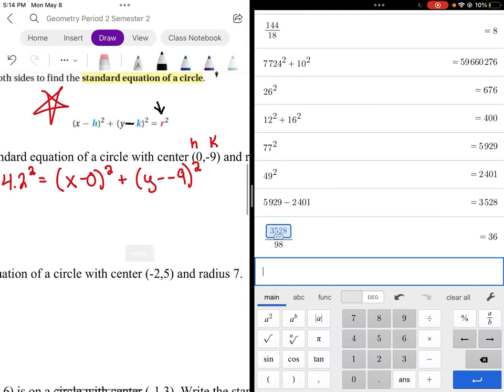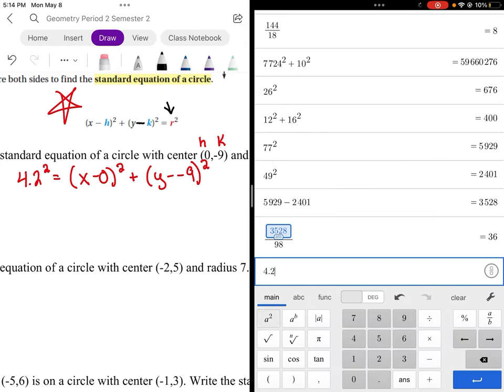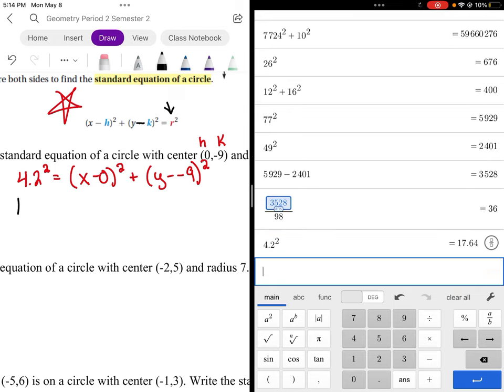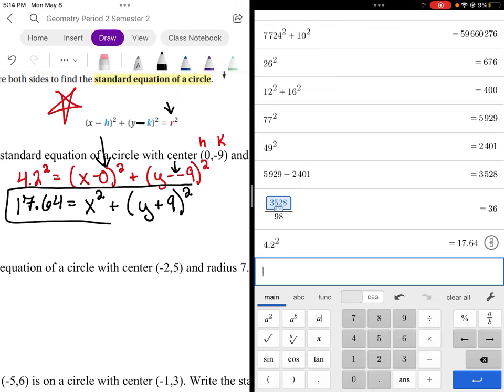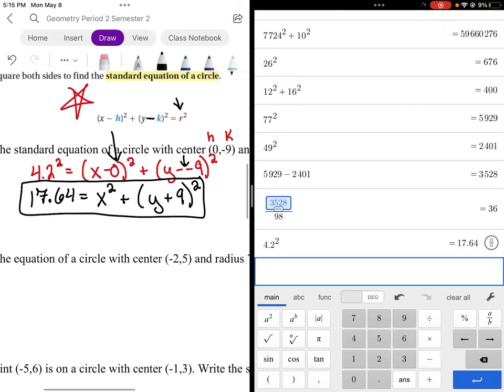Once you get here, we're going to simplify only a little bit. So we want to figure out what 4.2 squared equals, which is 17.64. Because we are subtracting 0, we're going to just simplify that to x squared. And then because we're subtracting a negative in the parentheses, we're going to change that to plus 9 squared. But that is all you are going to do. So you don't have to FOIL out the y plus 9 in parentheses. So you're going to leave your answer like this.